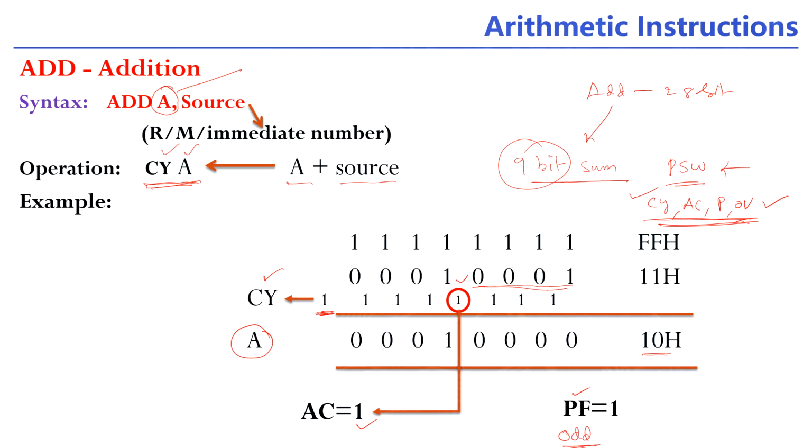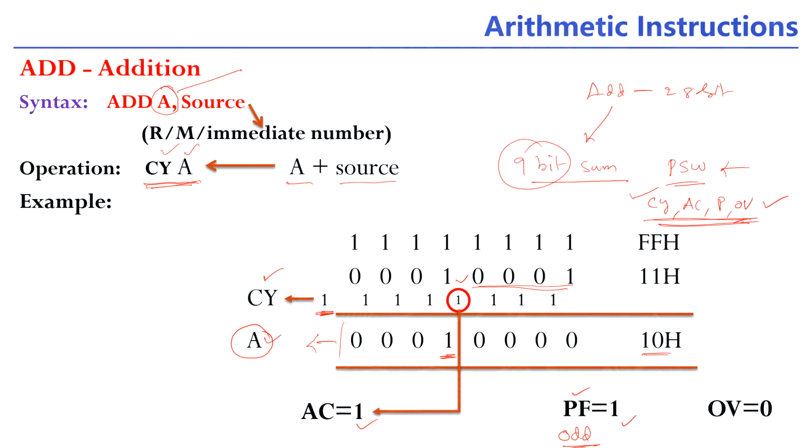So that means whenever the A register has an odd number of ones in the result, the parity is 1. How many ones are available here? 1. 1 is nothing but an odd number. So whenever the number of ones is odd, this parity will be equal to 1.